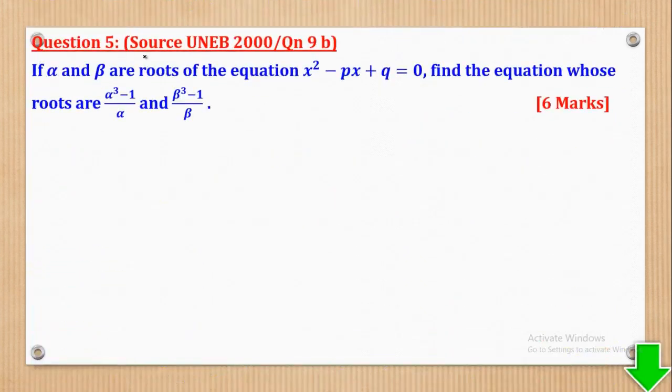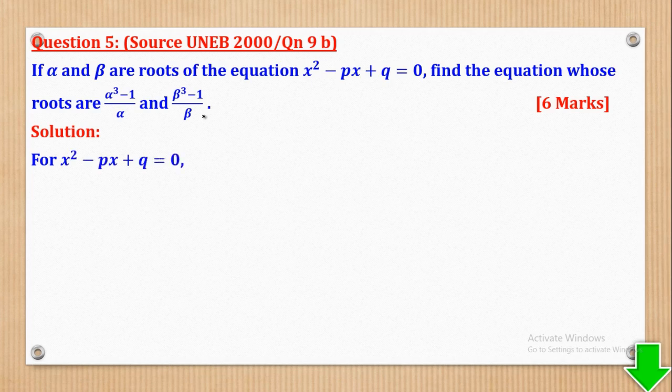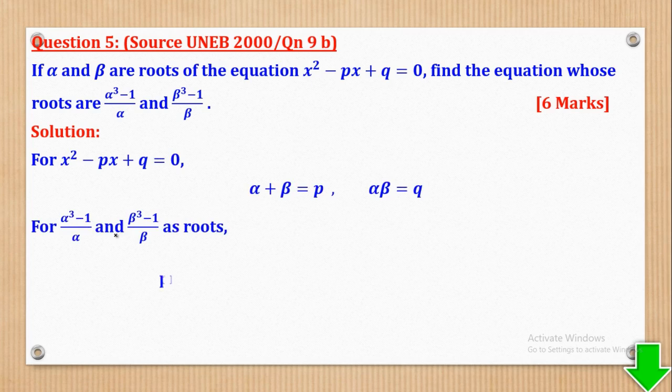So now we shall go to question 5, which came from UNEB 2000, paper 1, question 9b, and says, if alpha and beta are roots of the equation this, find the equation whose roots are this. So for the given equation, sum and product are that. Then for these as roots, we have to get the sum and product.